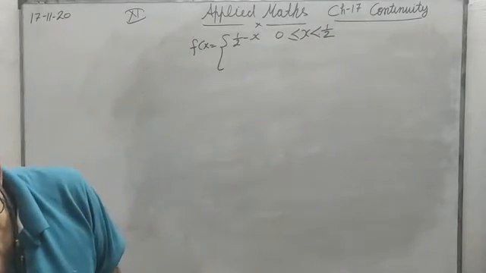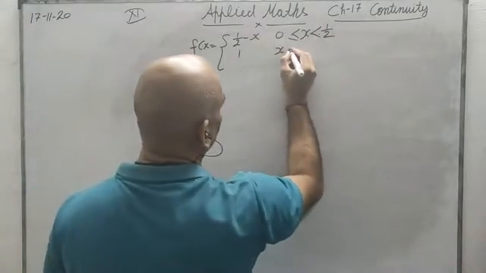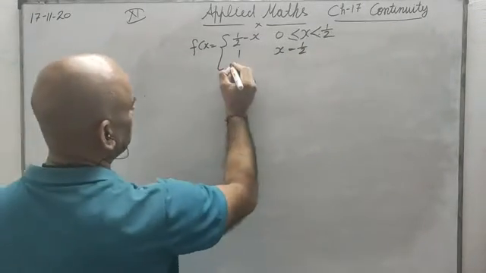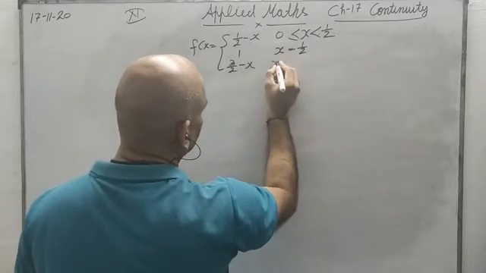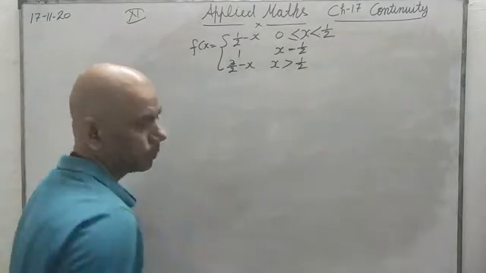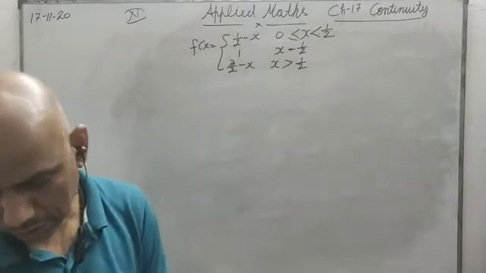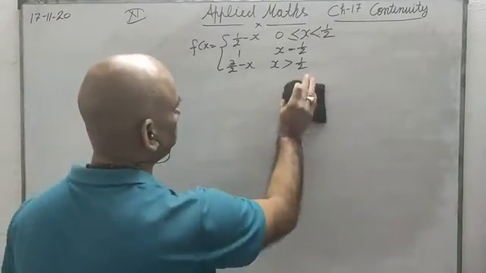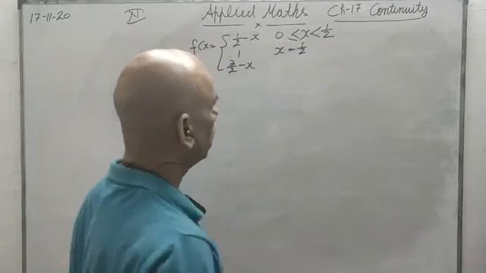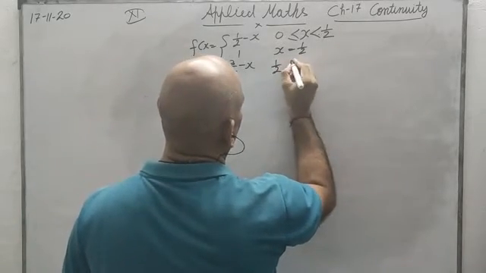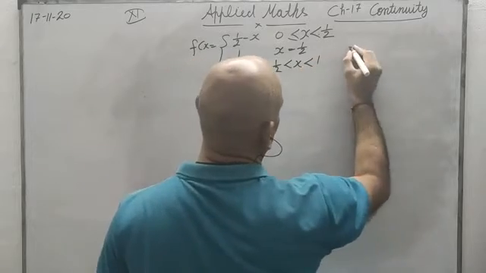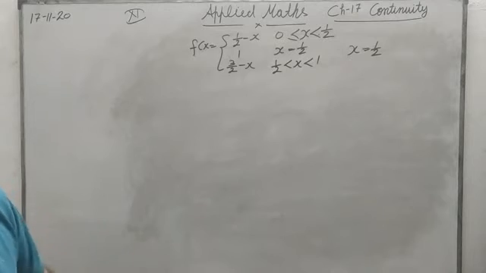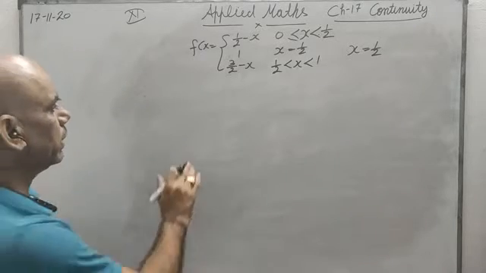The value is 1 when x equals 1 by 2, and the value is 3 by 2 minus x when x is greater than 1 by 2 and less than 1. At x equals 1 by 2, we will have to check its continuity. So to check the continuity, what will I have to do?